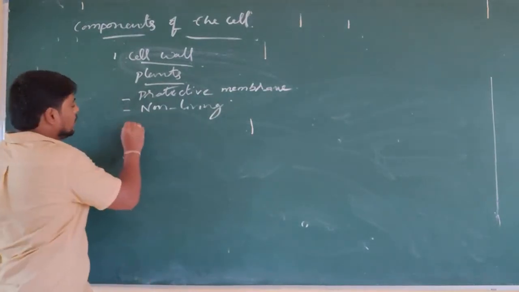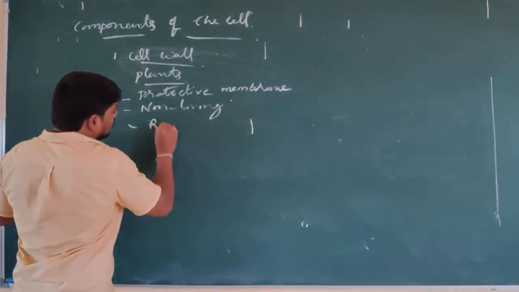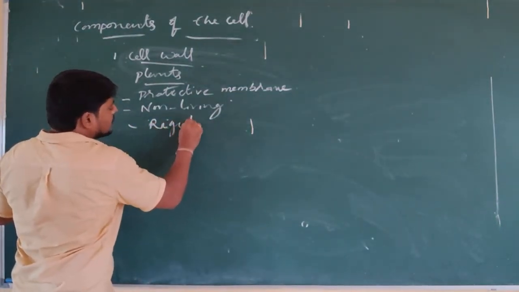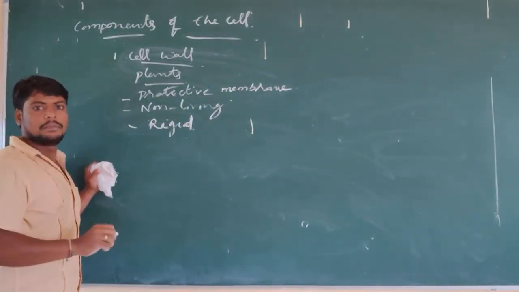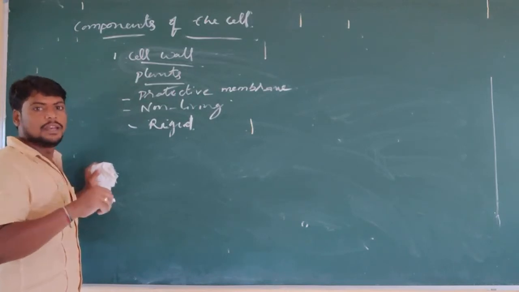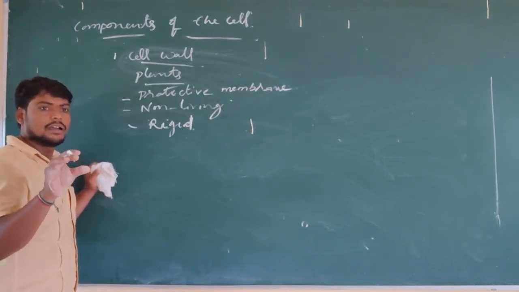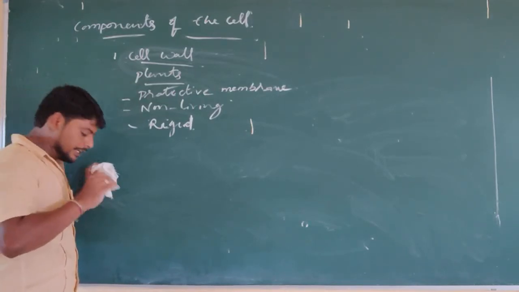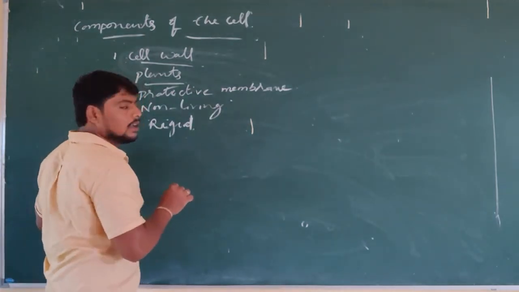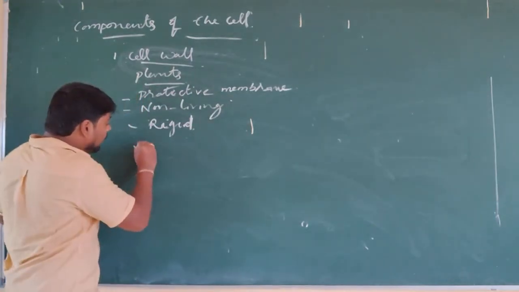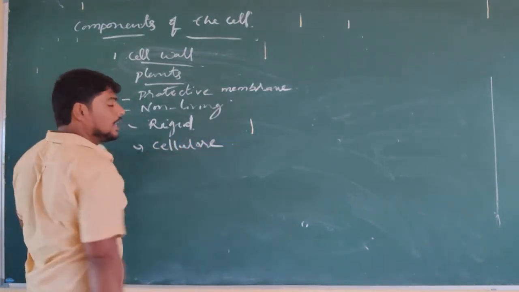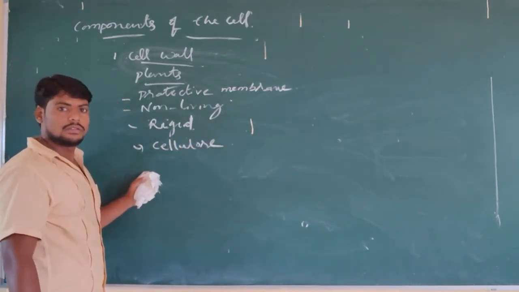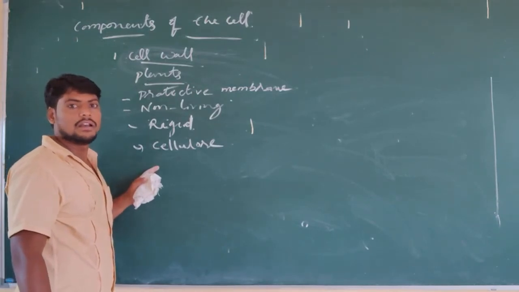And it is rigid. Rigid means you can't compress it; it is not flexible in nature. It is somewhat hard in nature. That is what rigid means. And it is made up of cellulose. Then what is the importance of the cell wall?